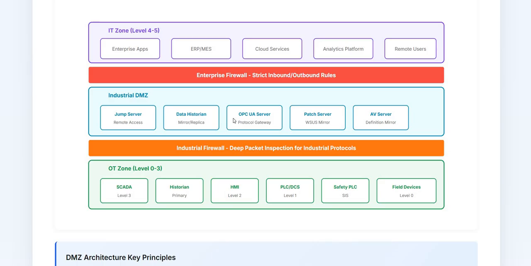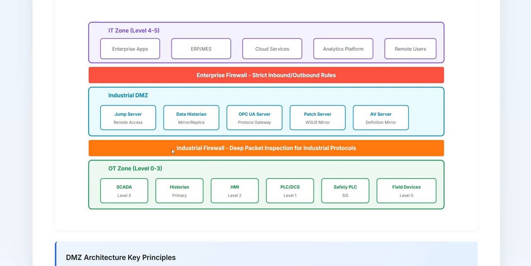Okay, and move one layer down into the industrial DMZ. So what's happening here? This zone acts like a customs checkpoint. Jump servers exist here, so remote engineers enter through a single controlled door. Historians sit here to mirror data, not to run production. OPC servers translate protocols instead of exposing controllers. Patched antivirus servers mirror updates, so machines never reach the internet directly.